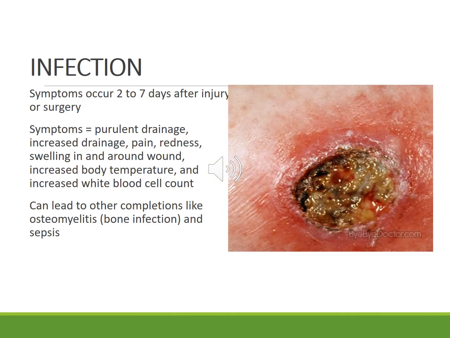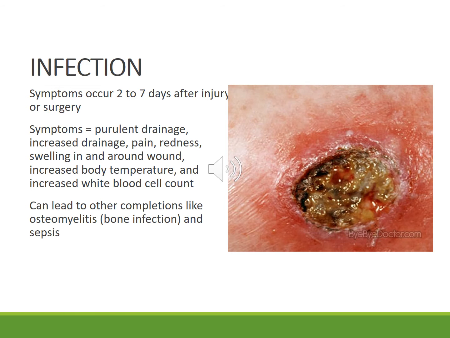So infections are a huge concern with any wound, especially those in our elderly patients and those that are immune compromised, but it can happen with any wound. Usually symptoms will occur 2 to 7 days after the injury or surgery, and the things we want to watch for with a wound are purulent drainage. They may have an increase in drainage. They may have pain there. You may see a lot of redness. In this picture of a wound that we've placed in this PowerPoint, you can see how much redness is around that site.